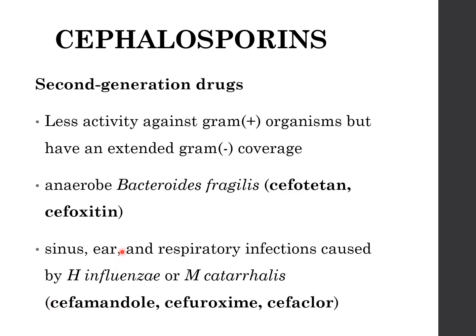Then the second generation exhibits less activity against gram-positives but has extended gram-negative coverage. It covers the anaerobes like your Bacteroides fragilis, which are covered by cefotetan and cefoxitin. We have the sinus, ear, and respiratory infections caused by your H. influenzae or Moraxella catarrhalis, which can be treated with cefamandole, cefuroxime, and even cefaclor. So we have a lot of second generation cephalosporins mentioned in this slide: cefotetan, cefoxitin, cefamandole, cefuroxime, and cefaclor.